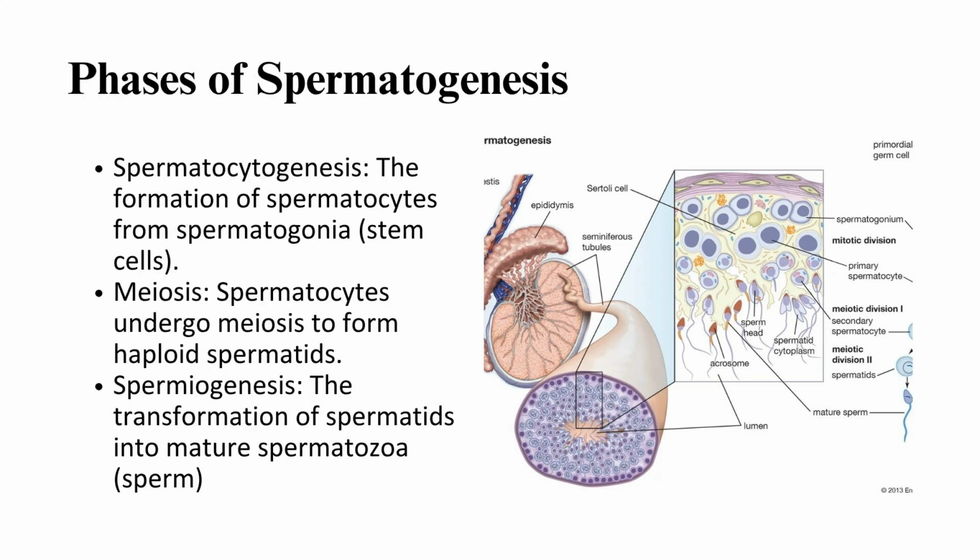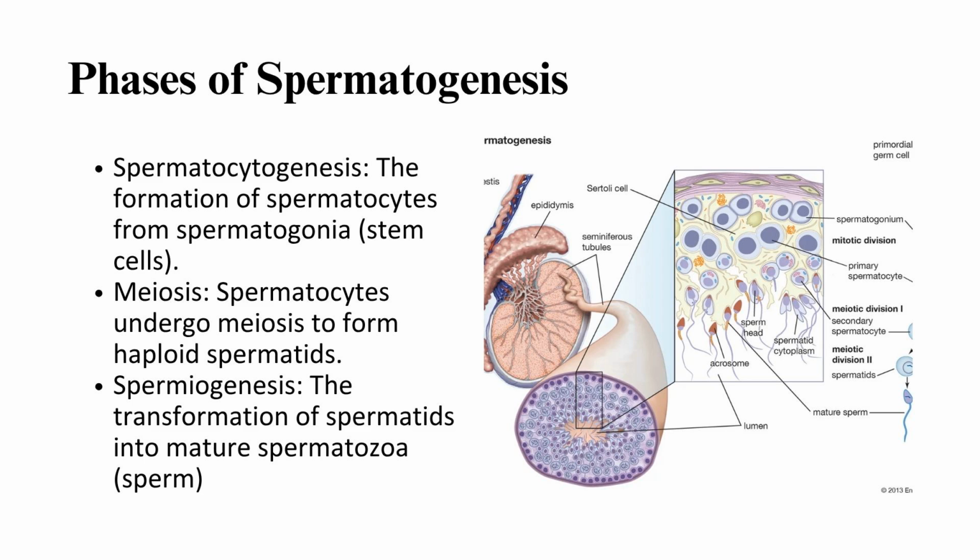Phases of spermatogenesis. Spermatogenesis can be broken down into three key stages. Spermatocytogenesis. This is the first phase involving the mitotic division of spermatogonial stem cells, spermatogonia, into primary spermatocytes. Spermatogonia. The diploid stem cells that undergo mitosis to produce more spermatogonia or differentiate into primary spermatocytes. These cells are located at the basal membrane of the seminiferous tubules.